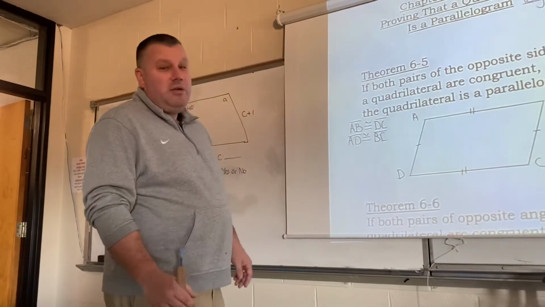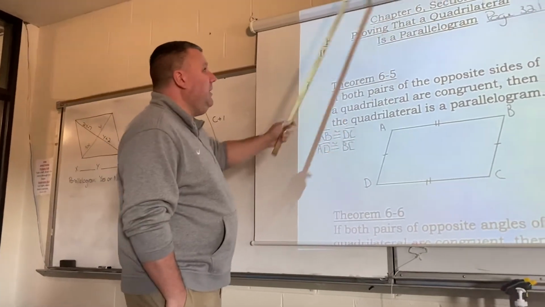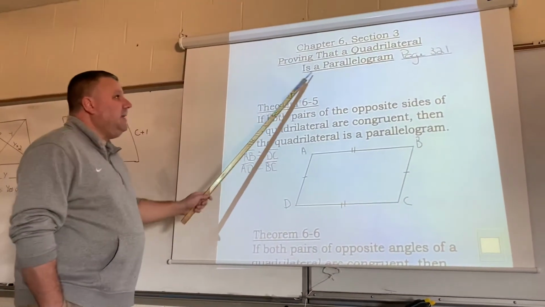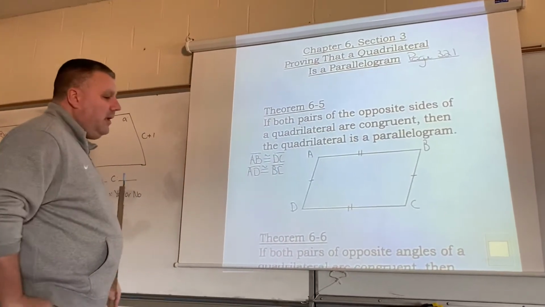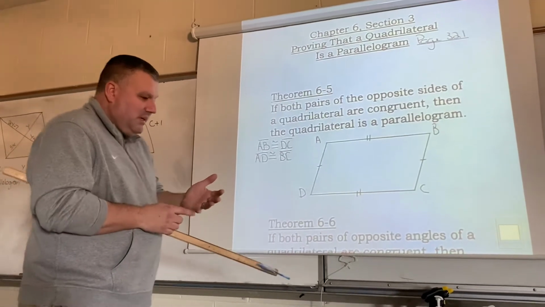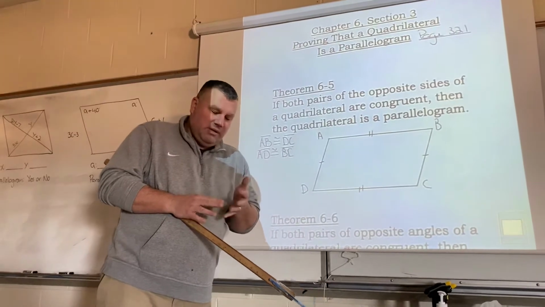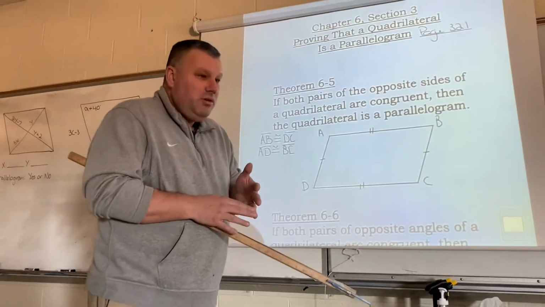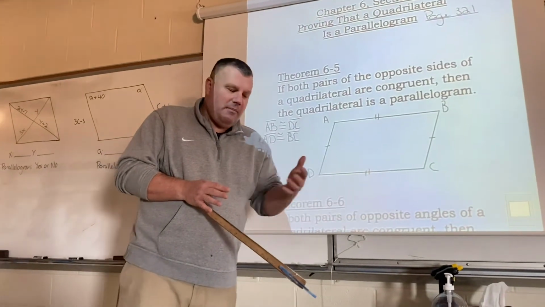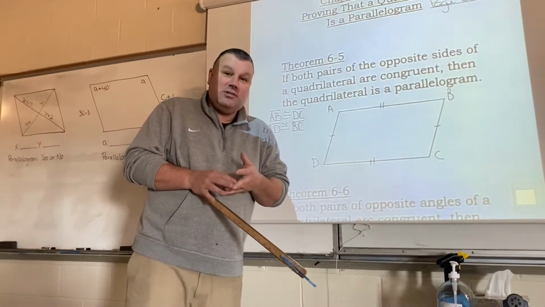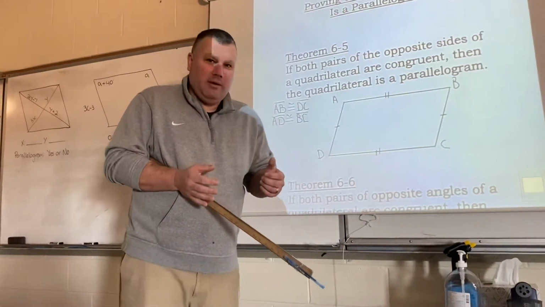To continue our chapter 6, we're going to start today chapter 6, section 3. It's proving that a quadrilateral is a parallelogram. This is on page 321, so you can follow in the textbook. In chapter 6, section 1, we talked about the special types of quadrilaterals and their characteristics. In section 2, we talked just about parallelograms and what makes a parallelogram. What's going to happen in this section is they're going to give you a figure, and they're going to ask you whether it is or is not a parallelogram.